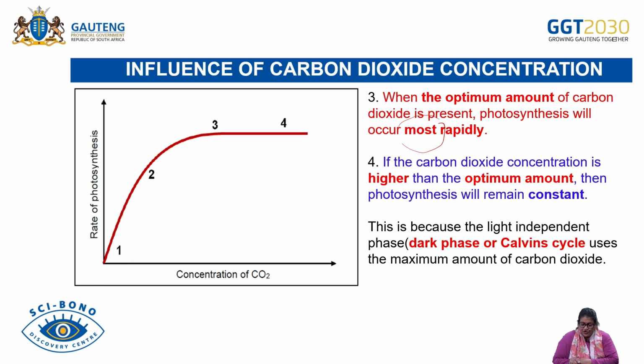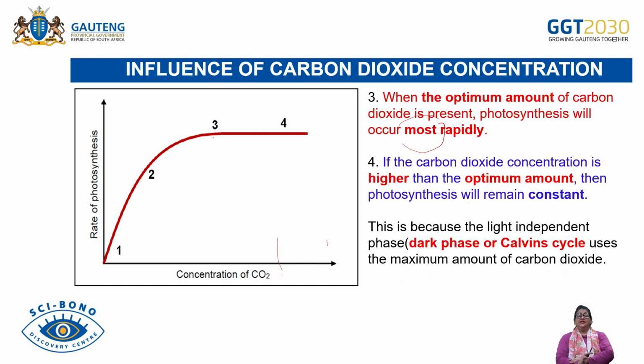Okay. So if the carbon dioxide is higher than the optimum, like if we're continuously giving it CO2 at 4, maybe at 5, we're carrying on giving it, but the graph line just levels off. It doesn't go more than that. It doesn't peak like that. So what is the best level? It's going to be the highest point here, which is going to be 3. Okay. So if the carbon dioxide concentration is higher than the optimum, then the photosynthesis level will remain constant. This is because the light independent phase, the dark phase, or the Calvin cycle, uses the maximum amount of CO2.